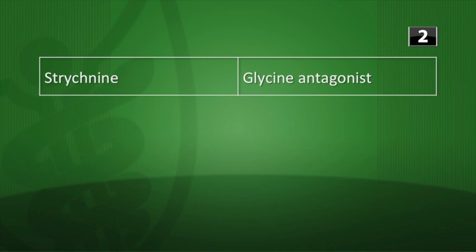Next question. What are the mechanisms of action of the following toxins? The first one we have here is strychnine. This is a glycine antagonist, and it blocks glycine receptors. Glycine is an important inhibitory neurotransmitter in the spinal cord. So when you give strychnine and block that inhibitory function, you're going to cause a lot of activation, so a lot of muscle spasms and even asphyxia.